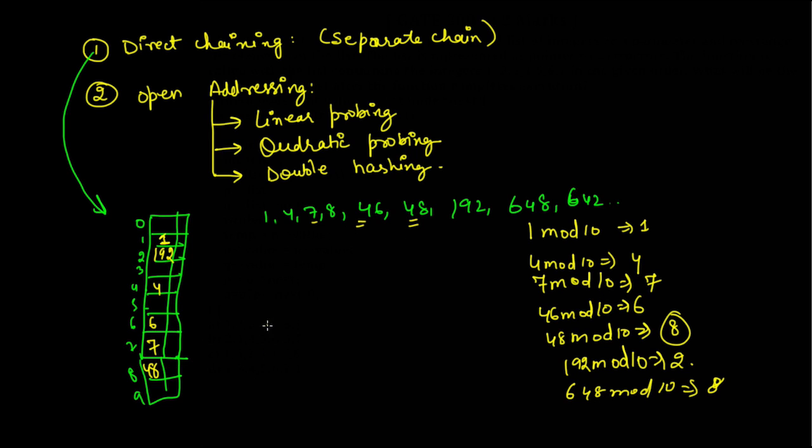So what we are going to do in direct chaining is create chains in this hash table, and these chains will be linked lists. That means we create a node like this, and in that node we store this number, which is 648. Correct? So the next number is 642.